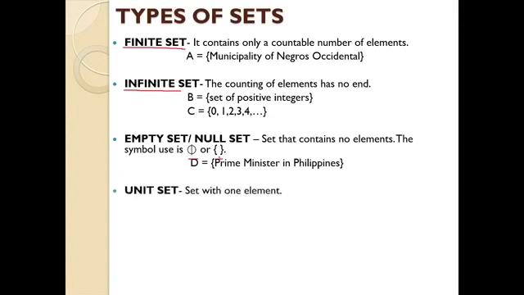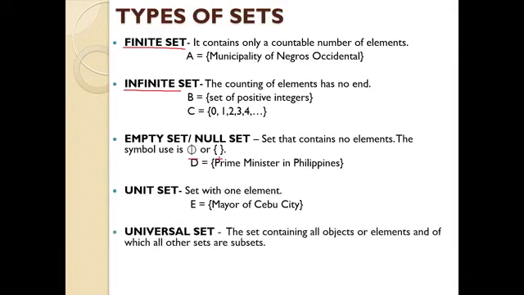Next, a unit set. A set with one element. For example, the mayor of Cebu City, the president of the Philippines, the mayor of Talisay City. For sure, you only have one mayor in Talisay City. We only have one president in the Philippines. Same thing, we only have one mayor in Cebu City. That's why it is considered a unit set.